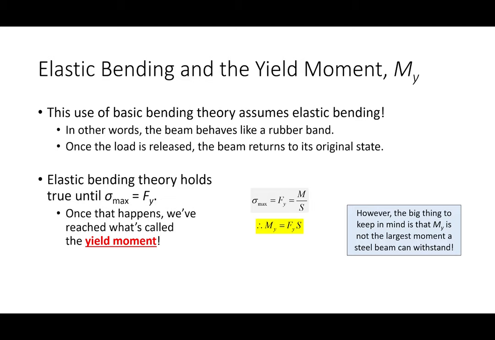If we were in engineering 216, I would say that is the maximum amount of moment that a beam can withstand. Because a lot of what we learn in engineering 216 is elastic behavior. We treat all our elements like a rubber band. We put a load on it, we let that load go, it snaps back to its original geometry. But My is not the maximum moment that a beam can withstand. A beam can actually withstand a lot more than that, assuming it's compact and whatnot. We'll explain what that means a little bit later.